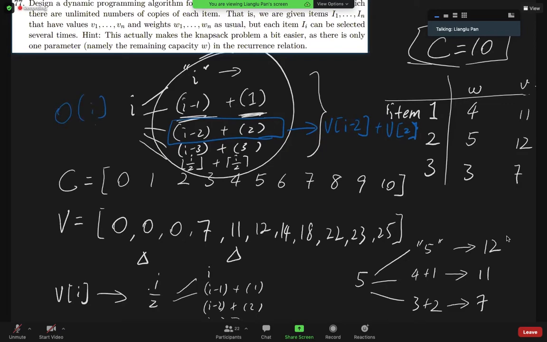And we will need to repeat this for each i, starting from 0 to the capacity n. So I think the overall complexity for this case would be n to the power of 2. We need to fill each of the cells one by one, and filling each cell, we will need to consider half of i number of scenarios. So we have n to the power of 2 as the time complexity. And clearly this takes polynomial time rather than exponential time.